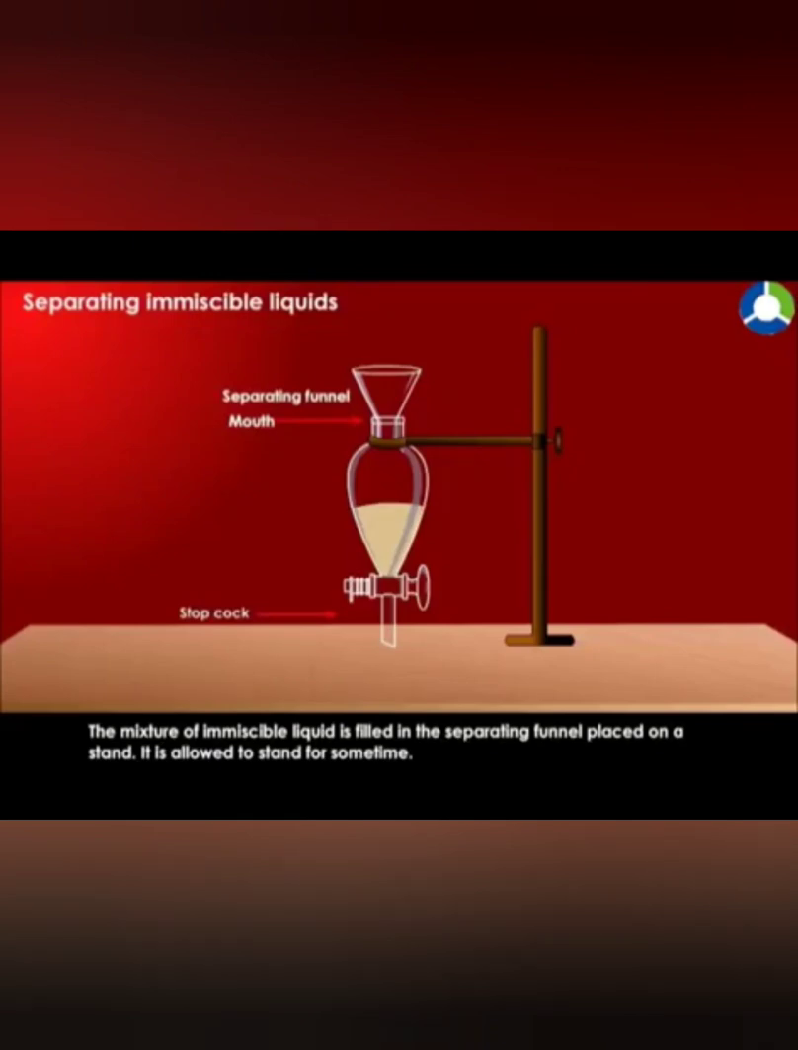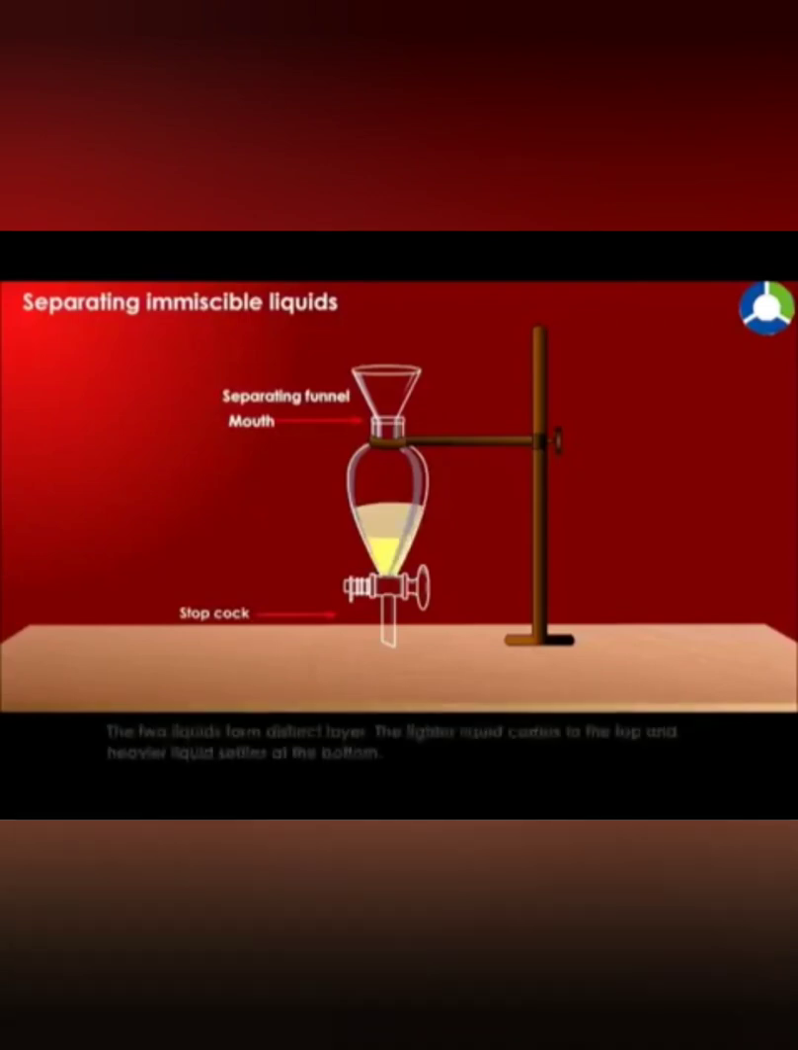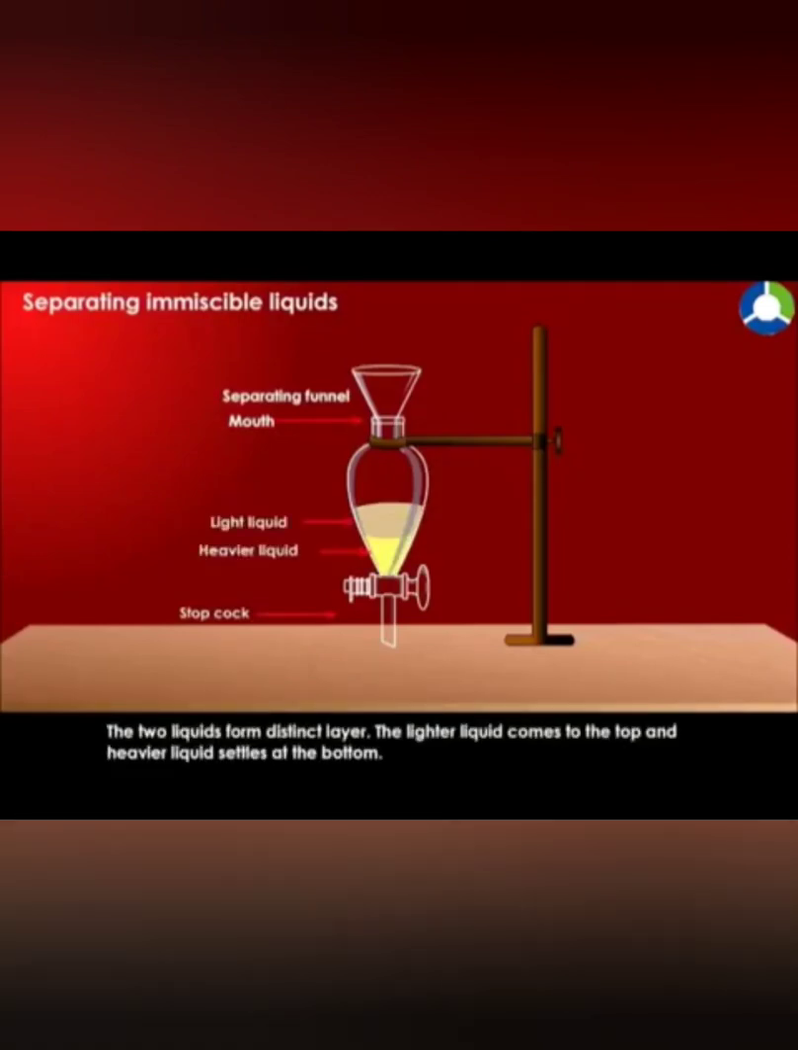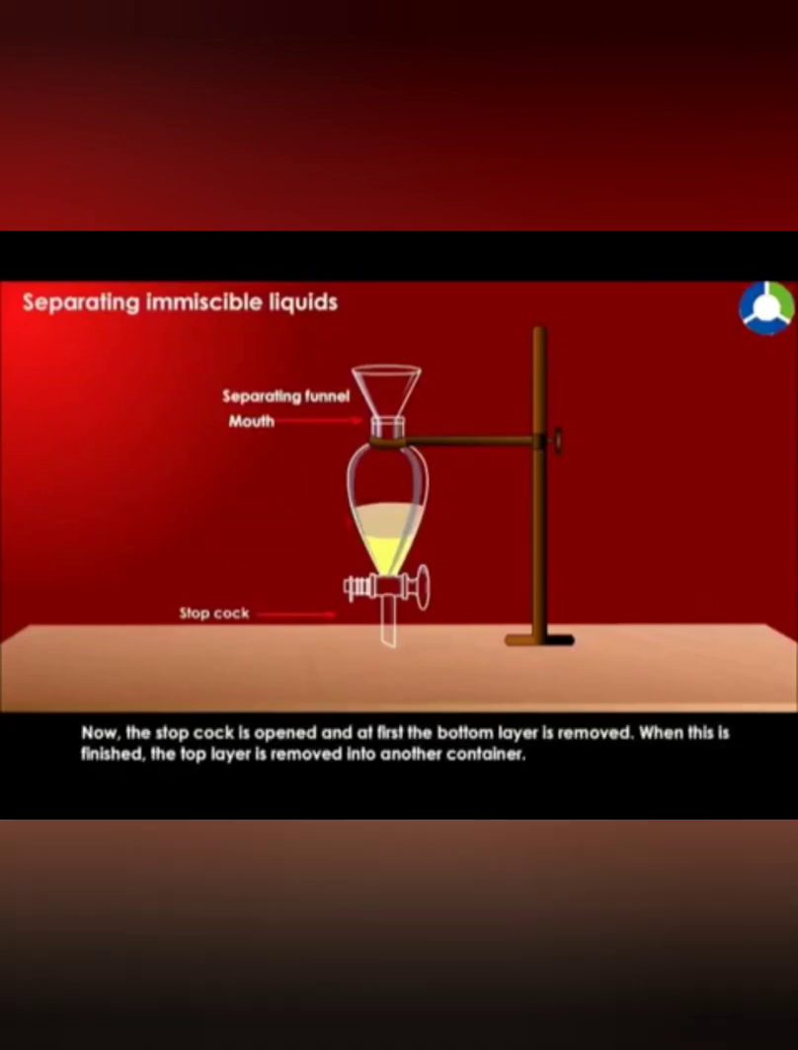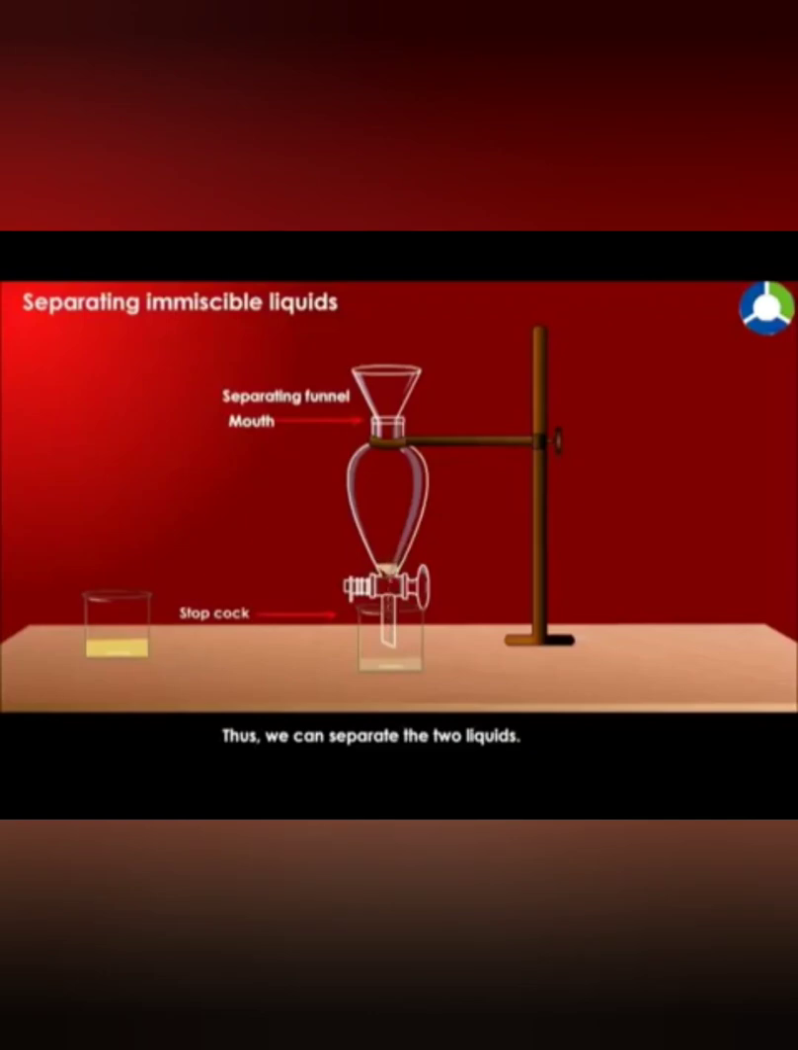It is allowed to stand for some time. The two liquids form distinct layers. The lighter liquid comes to the top and the heavier liquid settles at the bottom. Now the stopcock is opened and at first the bottom layer is removed. When this is finished, the top layer is removed into another container. Thus, we can separate the two liquids.